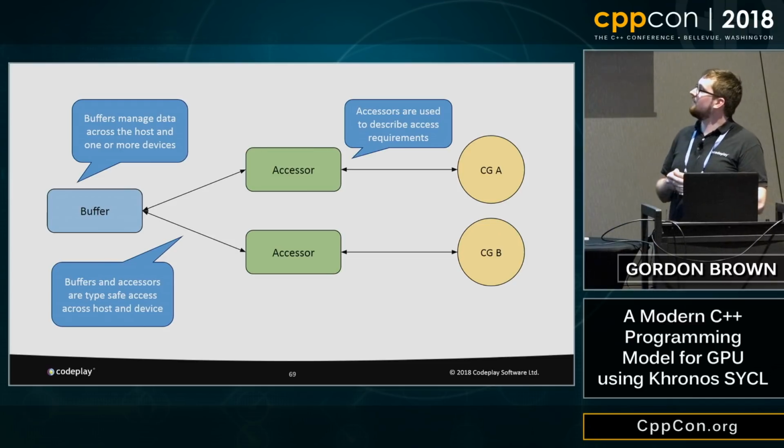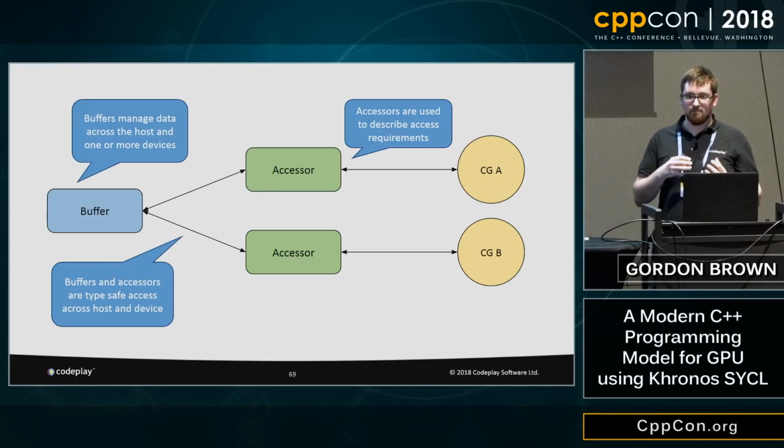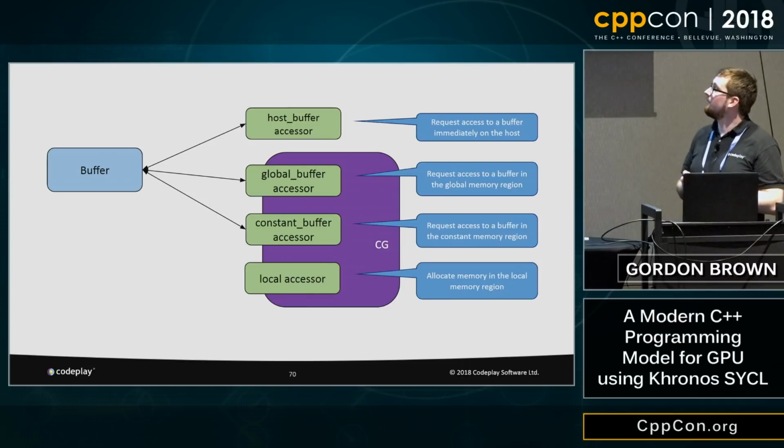So to give an example of this, if you have a buffer, it manages data across host and one or more devices. You can then create an accessor, and the accessor is type safe, and has certain properties which describe how and where you want to access the data. So you could have multiple command groups, and in SYCL a command group represents a kernel that you're executing on the GPU. And you can have multiple command groups that are all accessing the same buffer, perhaps in different memory regions with different read-write access privileges. And this gives a lot of information to the runtime to be able to do a lot of the underlying management of the data and the execution of your kernels efficiently.